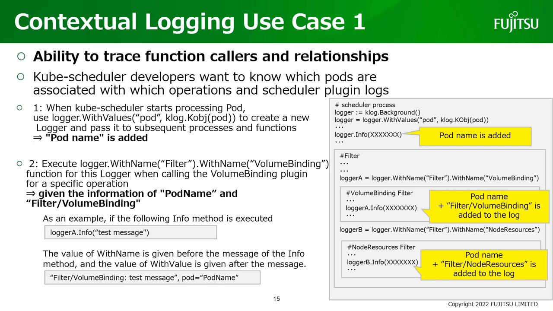Hereafter, the pod name is automatically assigned. And second, I execute the logger.WithName function for this logger when calling the volume binding plugin for a specific operation. So from now on, logs using this new logger will automatically be given the information of pod name and filter/volume binding.